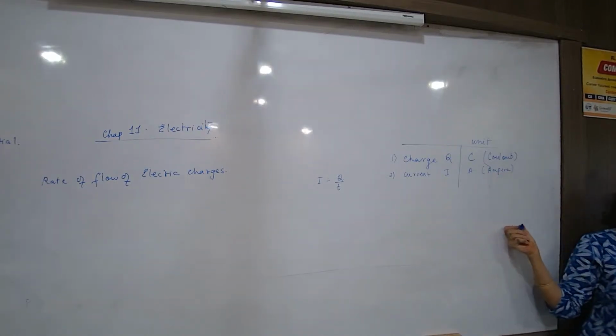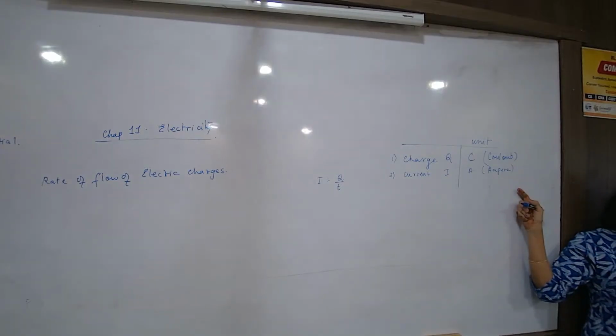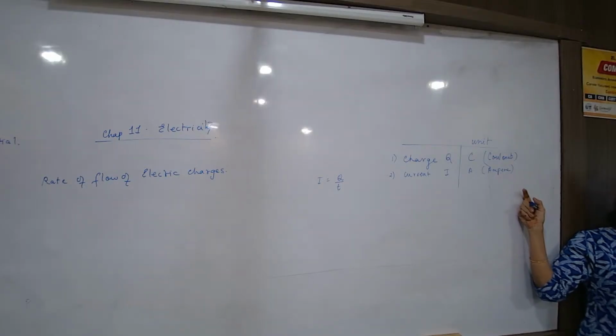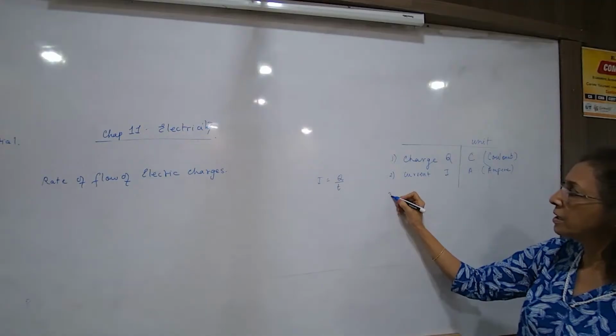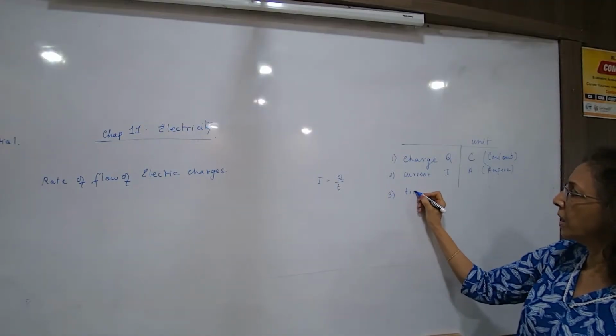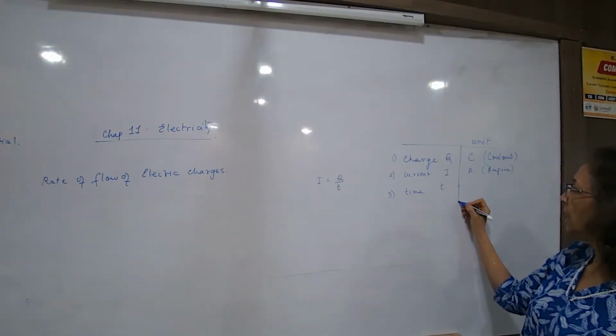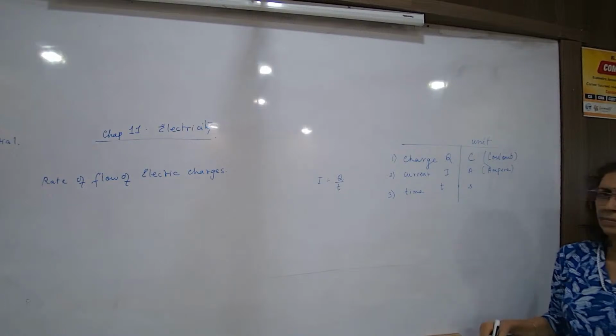In physics, you will find that many of the units are named after scientists, in order to honor the scientists. Like for example, Newton, Ohm, Pascal, all of them are scientists. And of course, there's another one, which is T. T is time, everybody knows about time, and this is going to be in seconds.